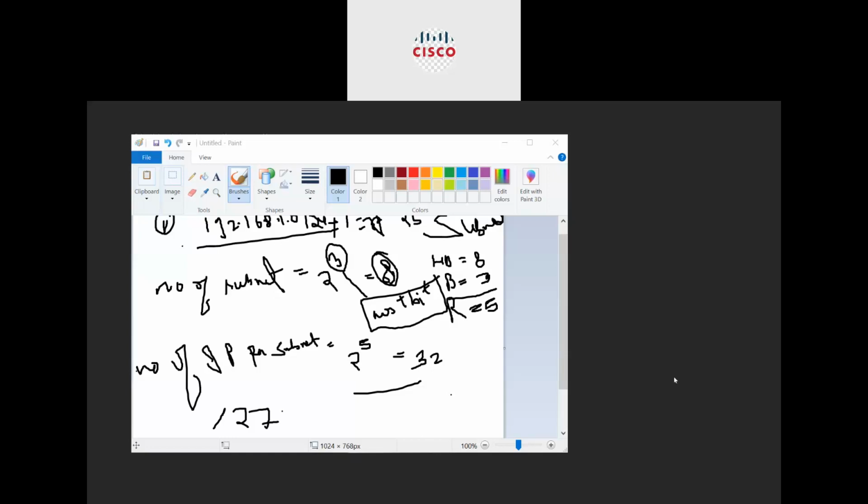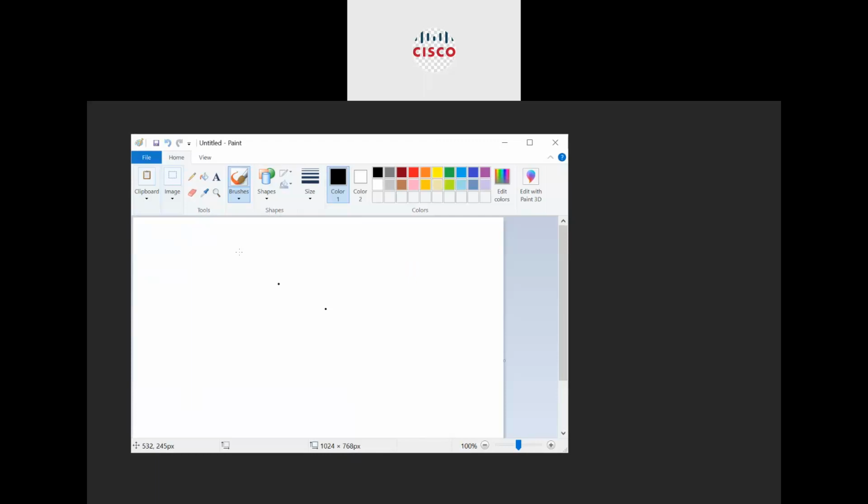Okay, sir, how did you say there are 256 networks? So it's very simple. Let's say in class C I have a range of IP addresses, and the range is like private IP, my range is from 192.168.0.0 to 192.168.255.255.